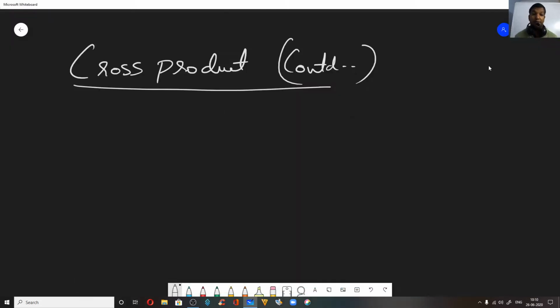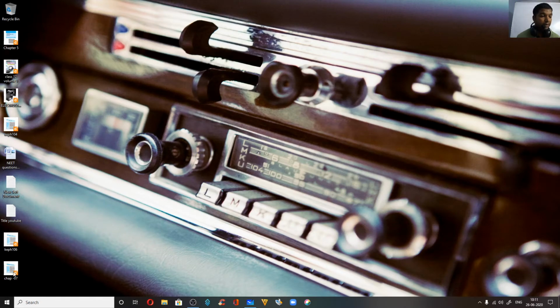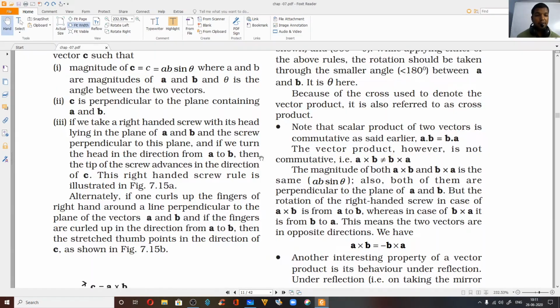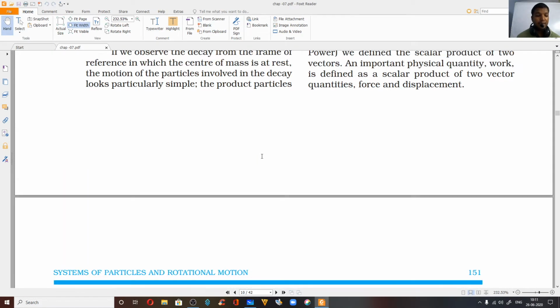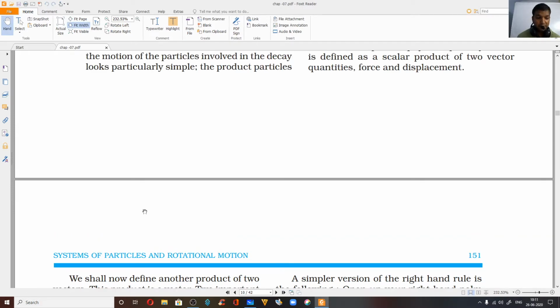Okay, let us continue with the cross product. We still have a few more things to do about the cross product. For your reference, I thought of telling you the chapter. It is chapter number 7, Systems of Particles and Rotational Motion.